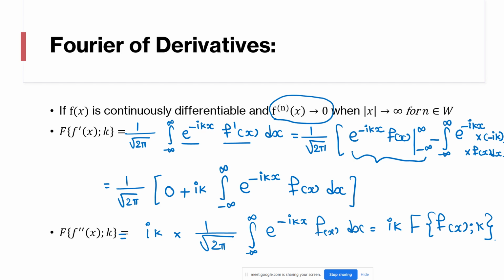I'll give you 1 or 2 minutes, think about it, and let me know what would be the generalization. If you get the second order derivative, what would be the situation if I want to find the Fourier of the nth order derivative of f of x converted to variable k? What would be the answer? Try to generalize this result. Find out for the double derivative and generalize to nth order.